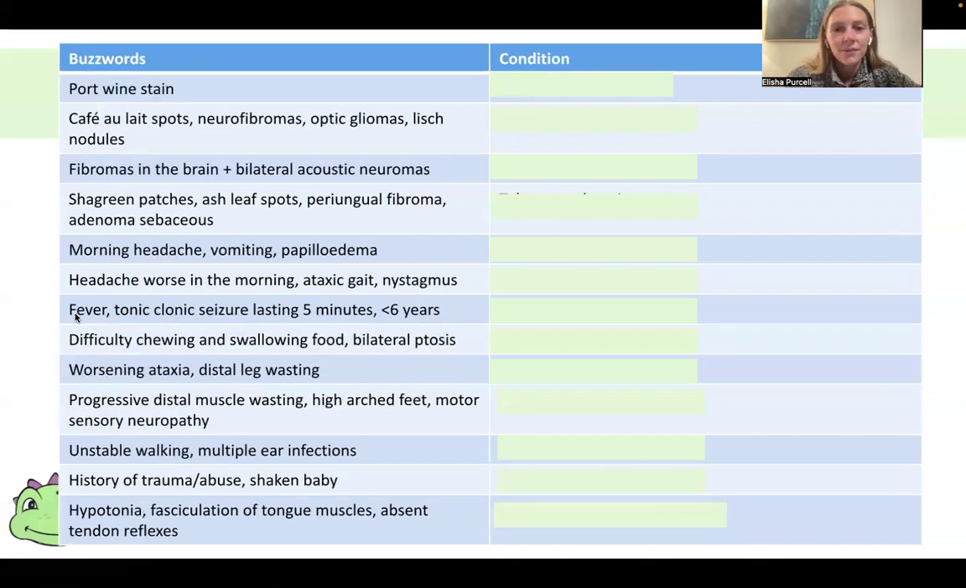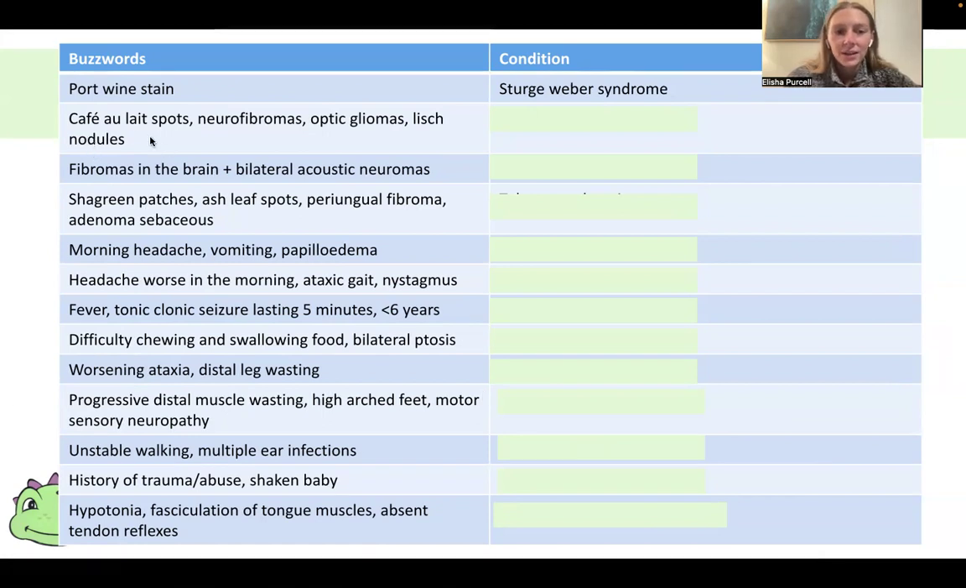So last revision section. This is a port wine stain. This is really a big buzzword for something called Sturge-Weber syndrome. There's so many different syndromes, so I think it's really good just to rely on these MUPPETS tables that have been created by past students and they get you through.